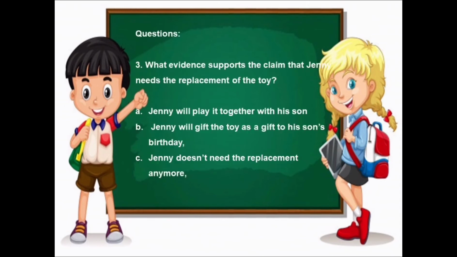What evidence supports the claim that Jenny needs the replacement of the toy? A. Jenny will play it together with his son. B. Jenny will give the toy as a gift to his son's birthday. C. Jenny doesn't need the replacement anymore. Nice! Letter B. Jenny will give the toy as a gift to his son's birthday.